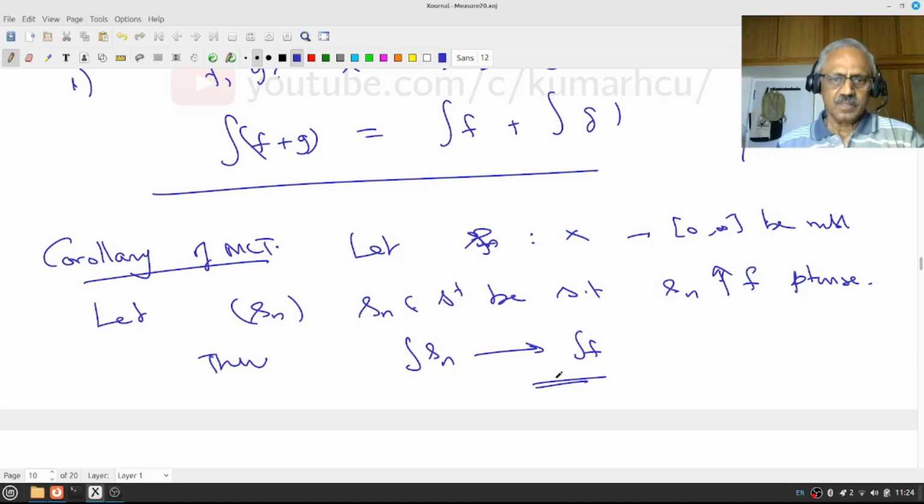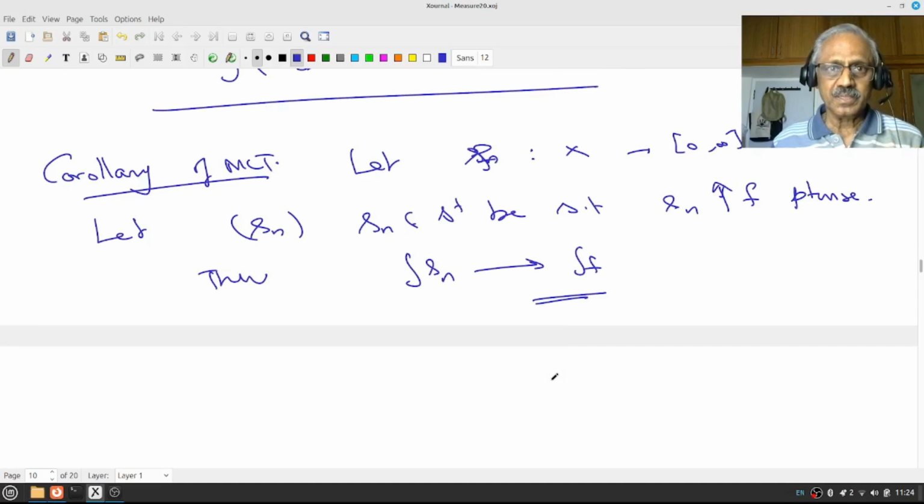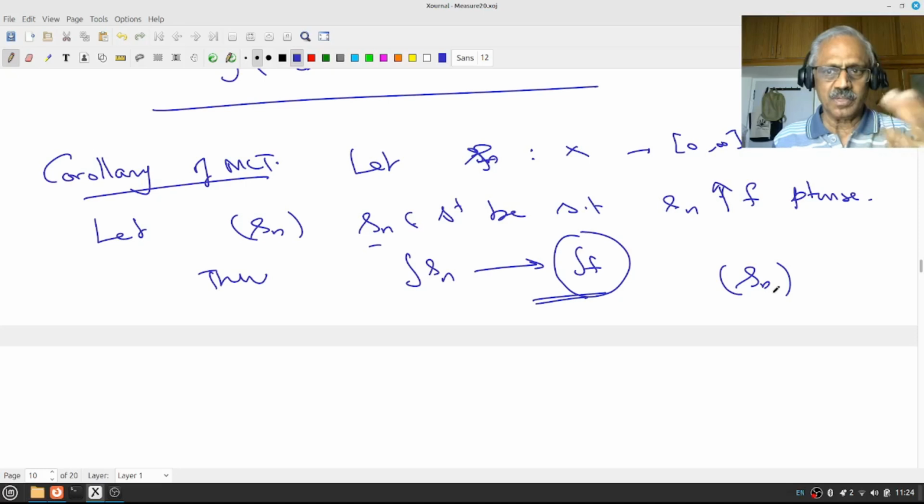So whatever increasing sequence of simple functions you have taken, integral of Sn converges to integral f. In particular, if I want to find integral of f, I only have to take whatever is a convenient increasing sequence Sn of simple non-negative functions so that Sn increases to f. The choice is mine. It does not depend upon which Sn. For example, we had already said for any non-negative measurable function, there is an increasing sequence of simple functions. I am not duty bound to take that. I can take any simple functions.